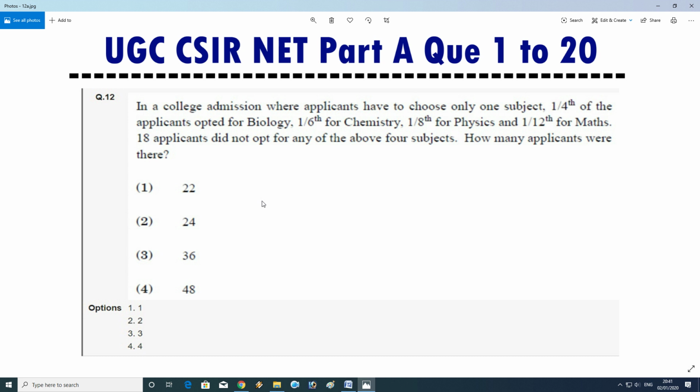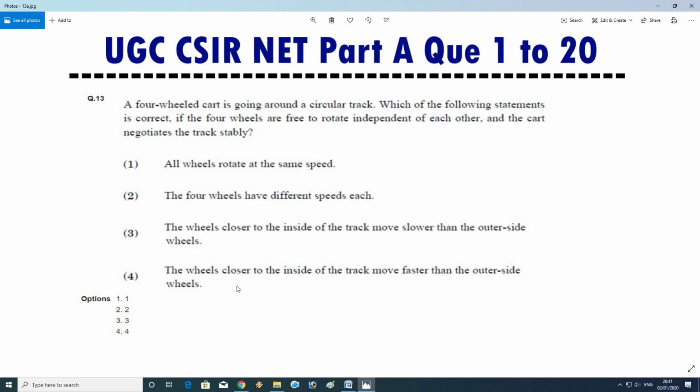Question number 12: In a college admission where applicants have to choose only one subject, 1/4 of the applicants opted for biology, 1/6 for chemistry, 1/8 for physics and 1/12 for maths. 18 applicants did not opt for any of the above 4 subjects. How many applicants were there? So, the answer is D, that means 48 candidates.